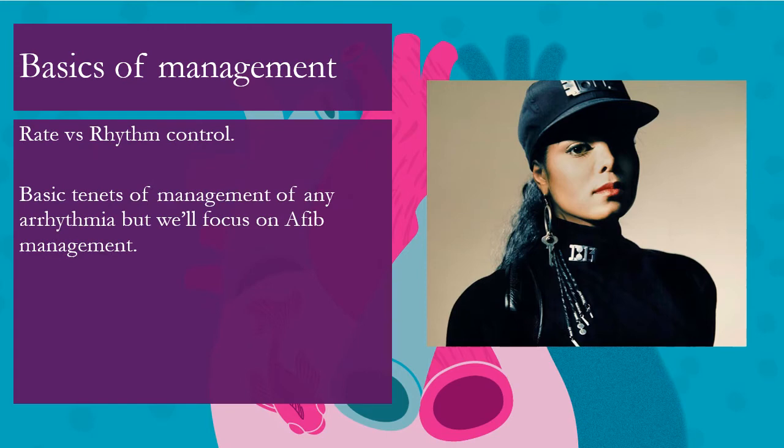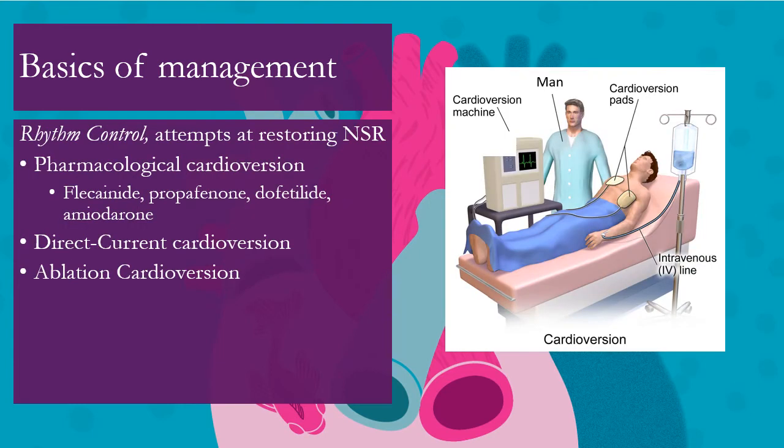We're going to start with just describing rate versus rhythm control. These are two separate strategies of dealing with any arrhythmia really, but we're going to focus on atrial fibrillation. Okay, so rate control versus rhythm control. In rhythm control, this is actually trying to restore normal sinus rhythm.